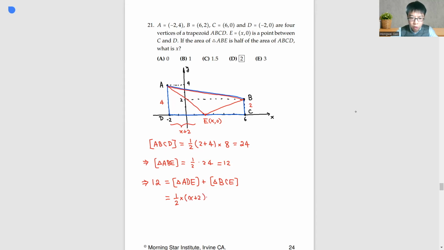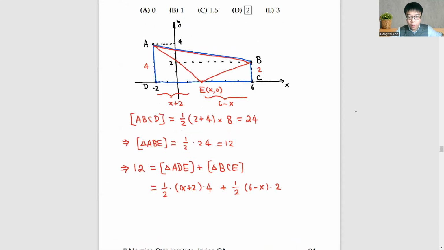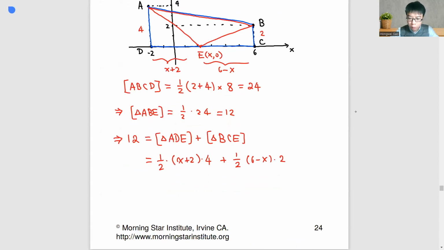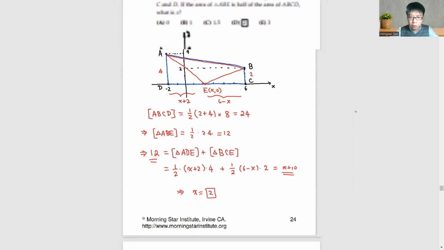And the height is 4. Now for triangle BCE, the base is 6 minus x. And the height is 2. And then that's an equation on x. We can go solve x. This is basically equal to x plus 10 if we simplify. Now x plus 10 equals 12. Our conclusion is that x equals 2. The answer here is 2.